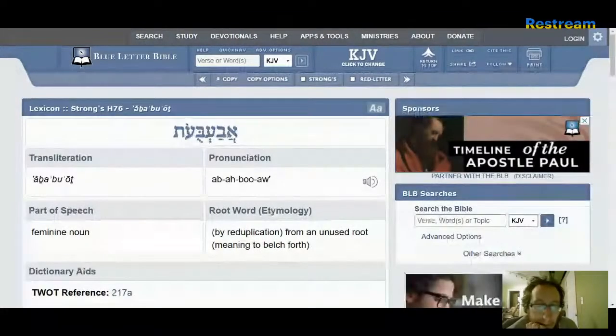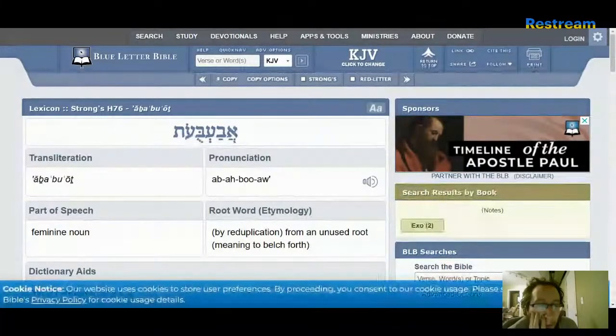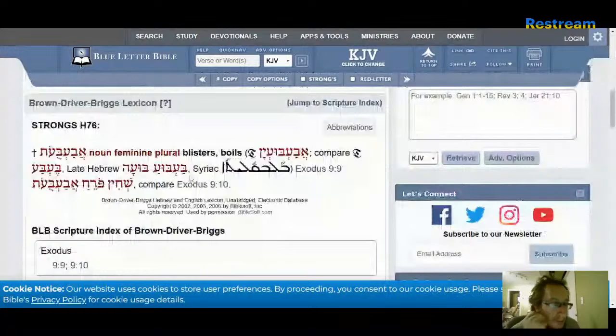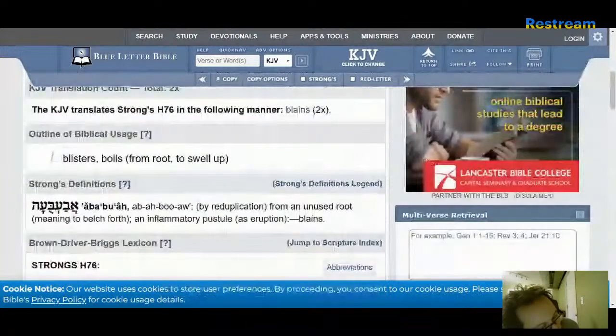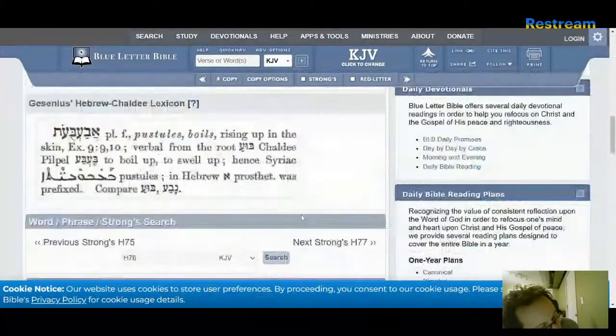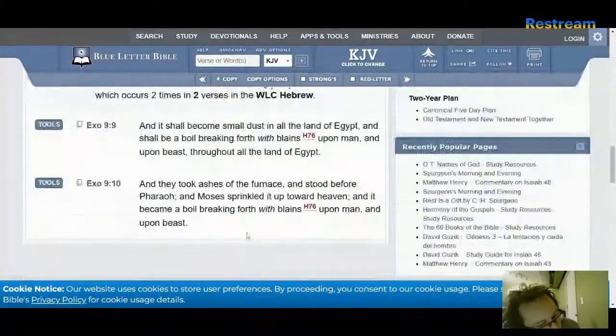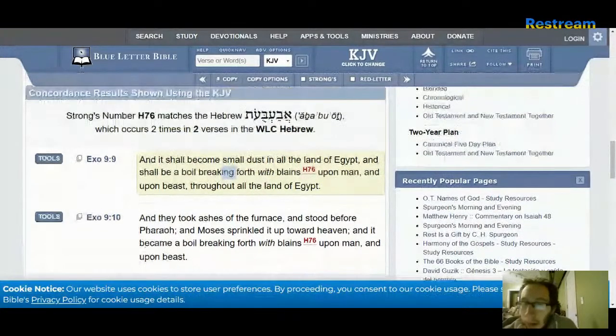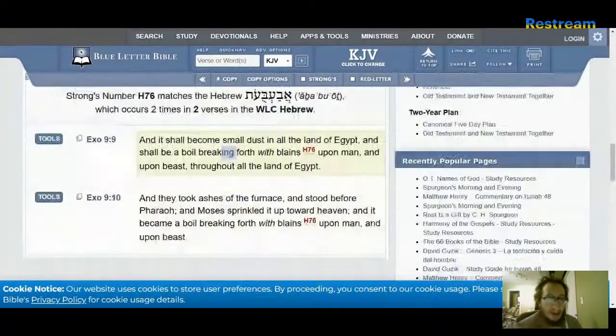Okay, Abba or Bahat, however you say that. So that means an inflammatory pustule. It's an eruption of some kind. It's like a boil. And so this is used in the Exodus account when there's a boil as part of the plagues upon man and beast throughout all the land of Egypt.